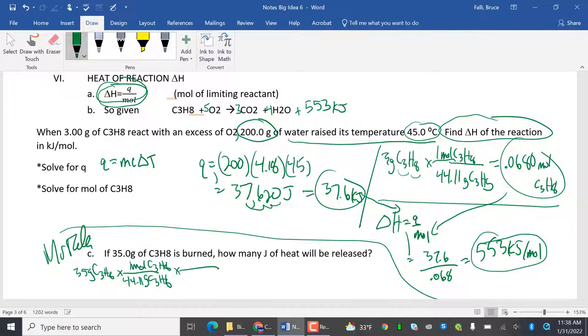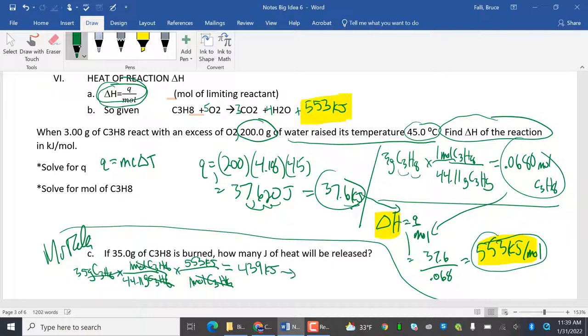and then times a dividing bar, and then notice 1 mole of C3H8 equals, now notice, this is my delta H. Delta H goes right here, okay? So 1 mole of that equals 553 kilojoules of heat. So when I do that, let me just make sure I'm in the right joules here. Yep, we're in kilojoules. So this is going to come out in kilojoules. So 35 divided by 44.11 times 553 is going to give me 439 kilojoules, right? Because all the rest of these cancel.